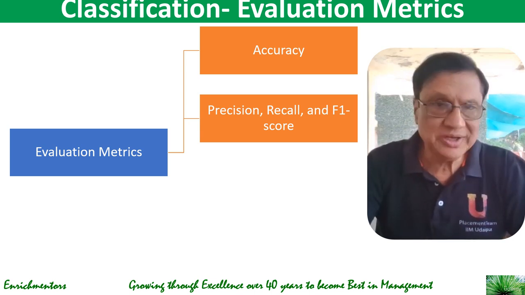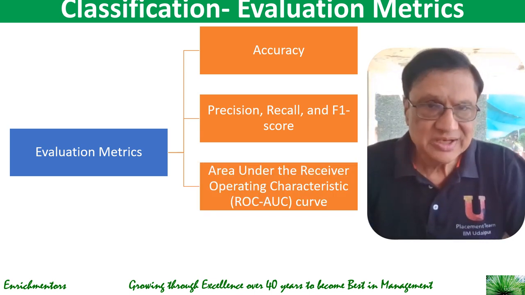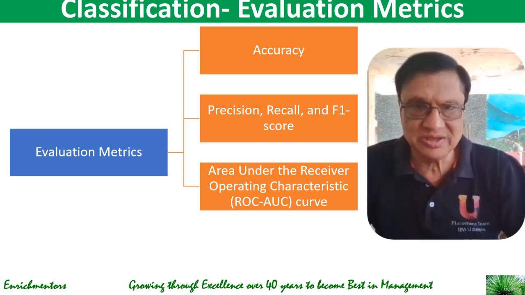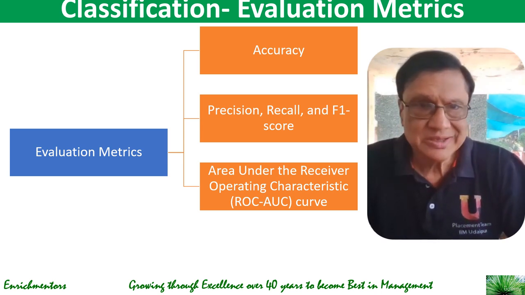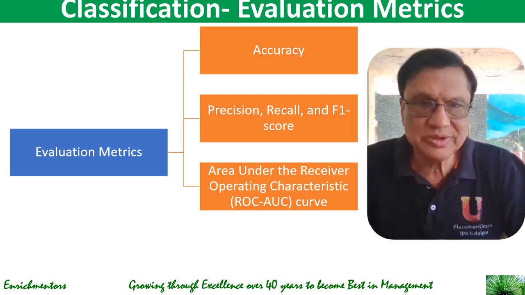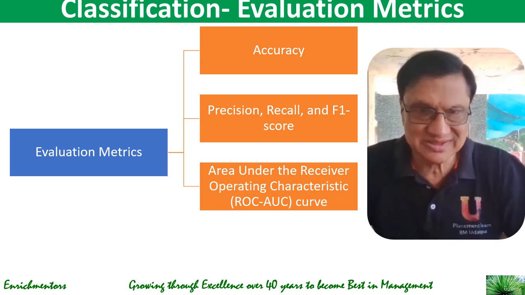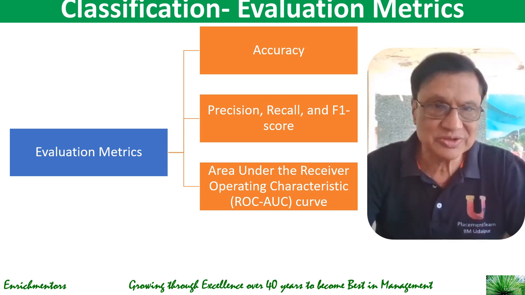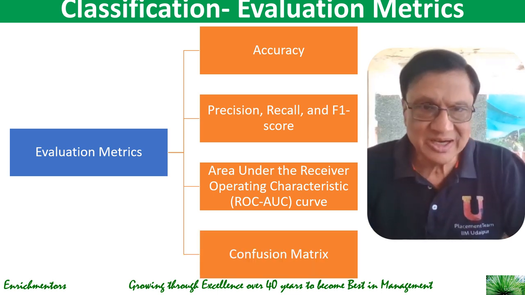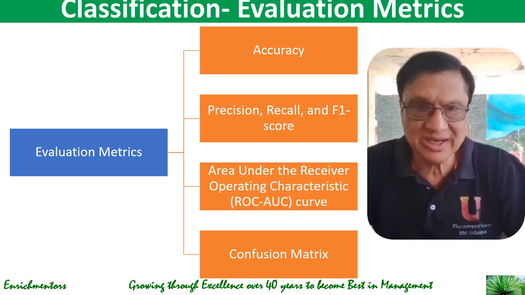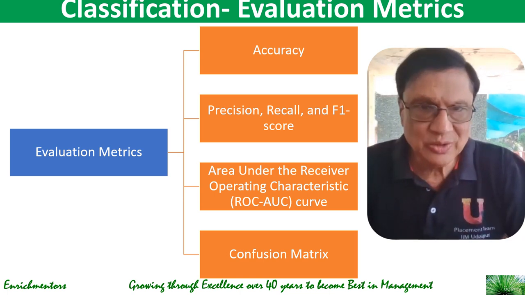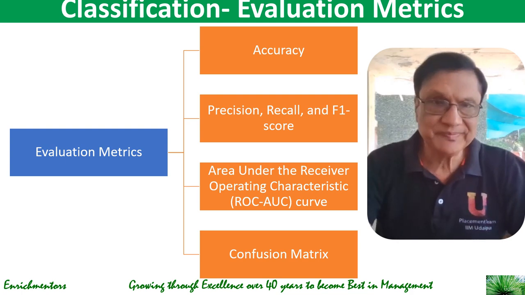The third one is the area under the receiver operating characteristic curve, called ROC AUC, and this measures the ability of the model to distinguish between classes correctly. We will explain what that is. And finally, the confusion matrix provides a breakdown of correct and incorrect predictions for each class. So let's take a look at each of these in detail.